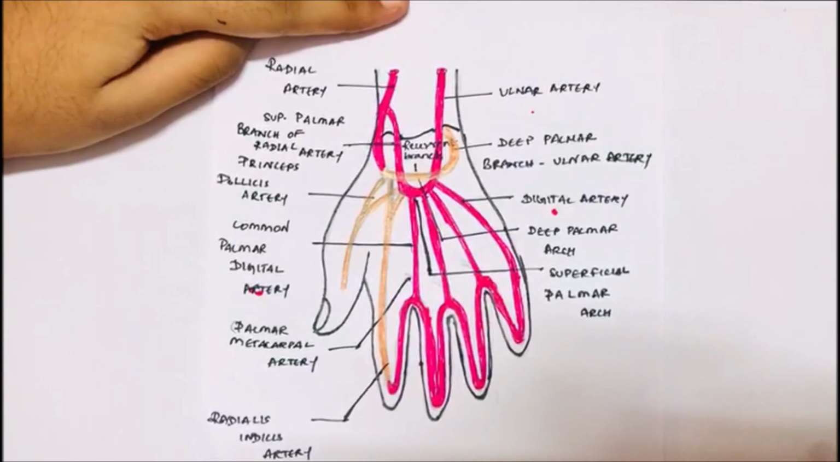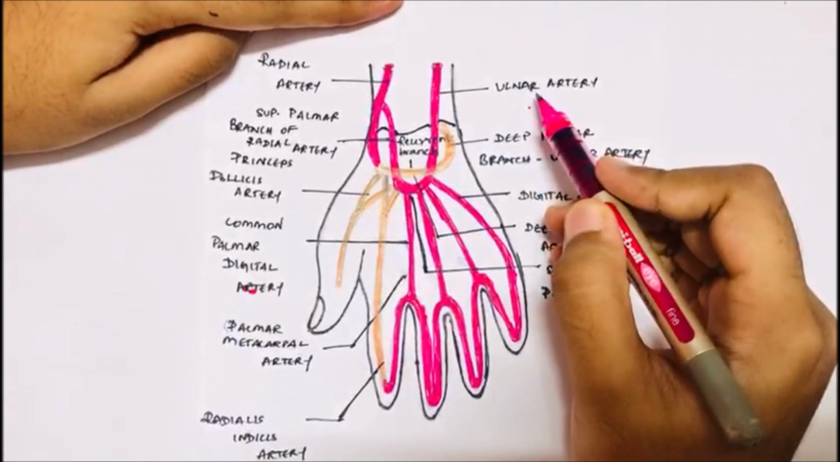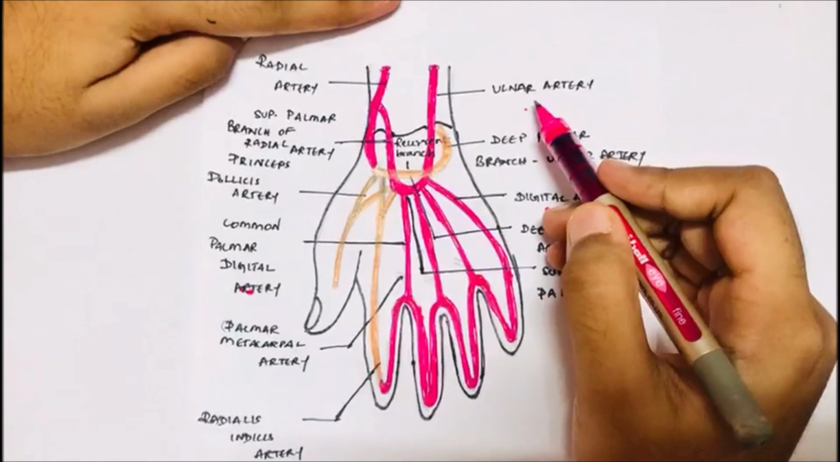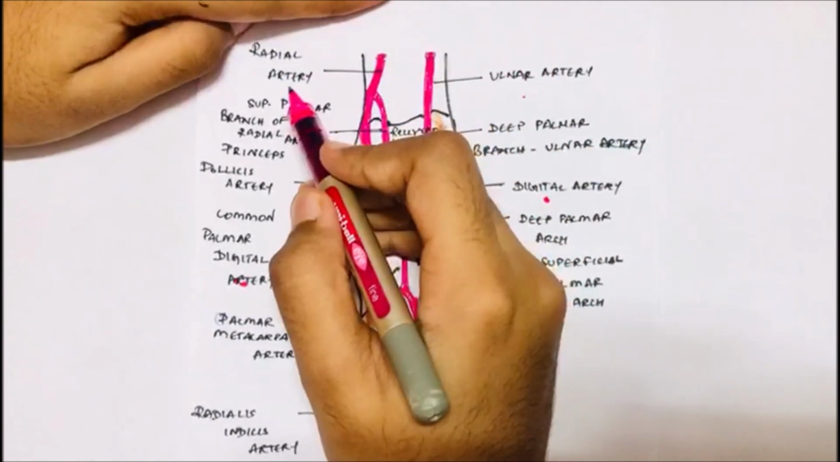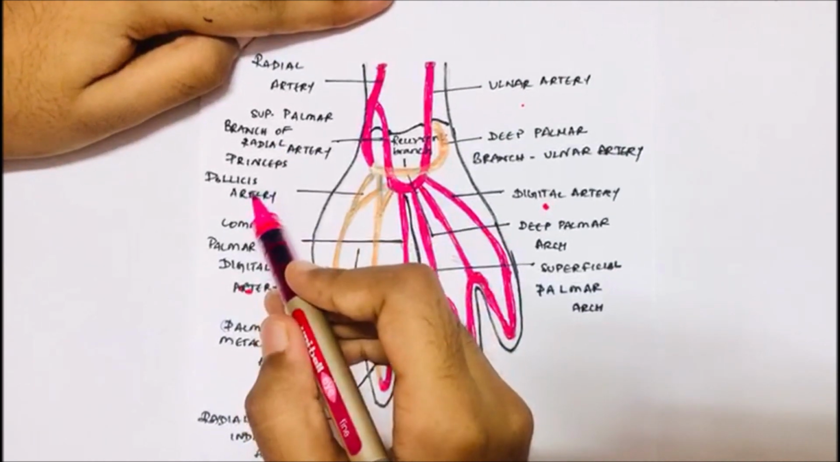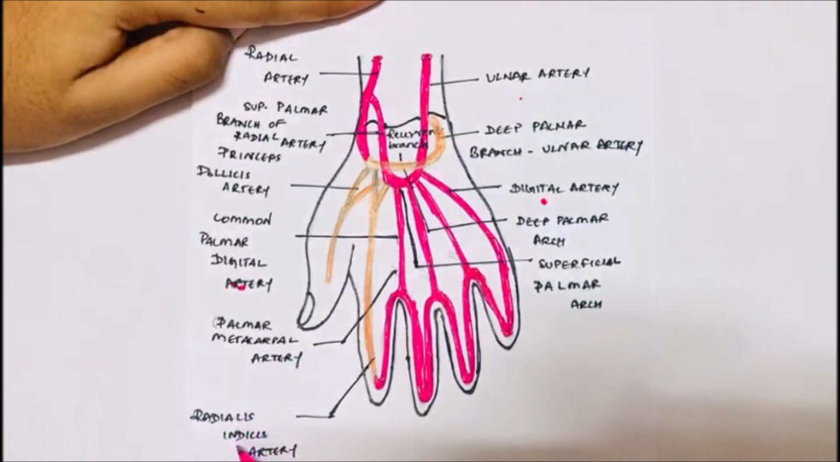It is the direct continuation of the ulnar artery beyond the flexor retinaculum. The arc is completed laterally by anastomosing with one of the following branches of the radial artery, which are the superficial palmar branch of the radial artery, princeps pollicis artery and the radialis indicis artery.